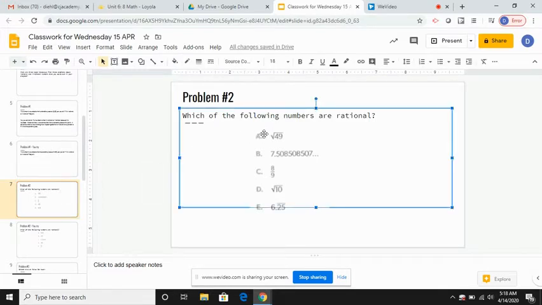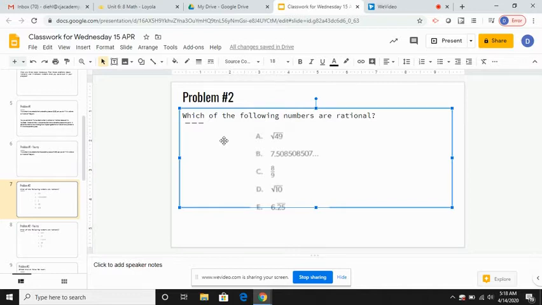A, the square root of 49 is a square root, which originally makes me think it's irrational because most square roots are irrational. But then I say, wait a minute, square root of 49 is 7. That's a perfect square. And 7 is a rational number. Since the square root of 49 is equal to 7, and I know 7 is a rational number because I could write it as a fraction of 7 over 1, then I know the square root of 49 must also be rational.